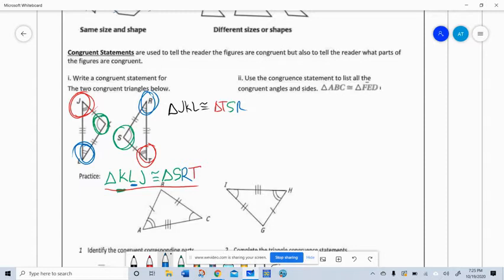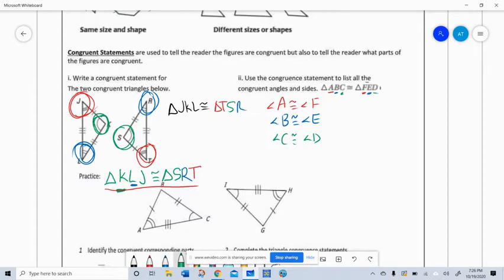Roman numeral 2 says, use the congruence statement to list all of the congruent angles and the congruent sides. So we don't even have a picture here, right? But what we know is that the parts that correspond must be congruent. So if A is first, it must be the same as F. So I'm going to say that angle A is congruent to angle F. If B is second, then angle B must be congruent to angle E. And if C is third, angle C must be congruent to angle D. So that's the congruence statements for all the angles.